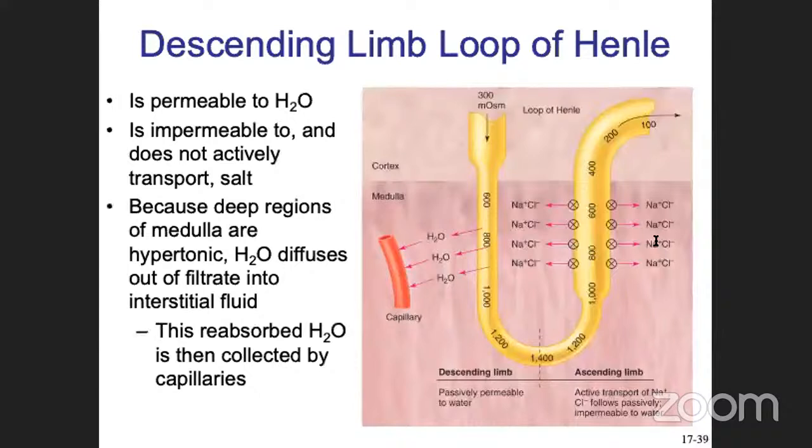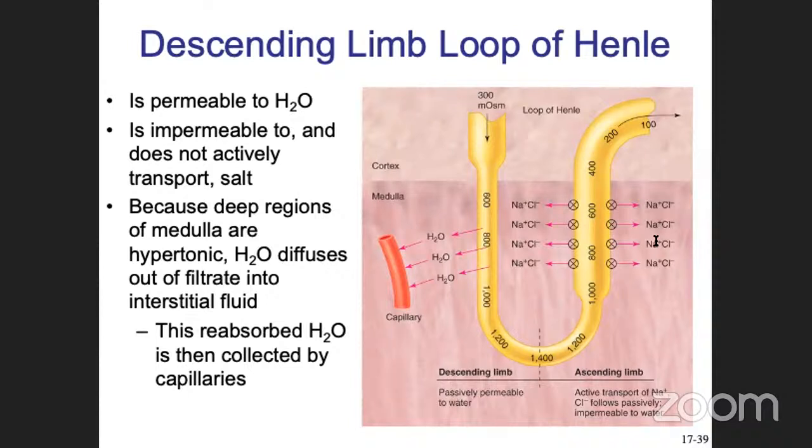So this is an illustration of the loop of Henle. You can see the left-hand side has a very thin descending limb, right? And on the right-hand side, you can see a very thick one, with a bigger diameter, and that's the thick ascending limb. So that's the reason behind this morphology or structure.